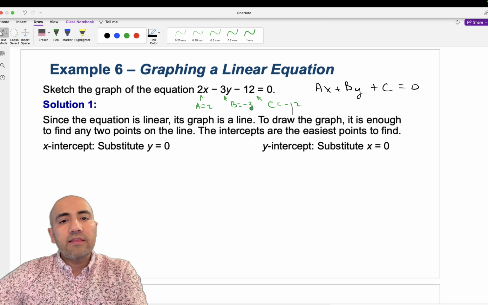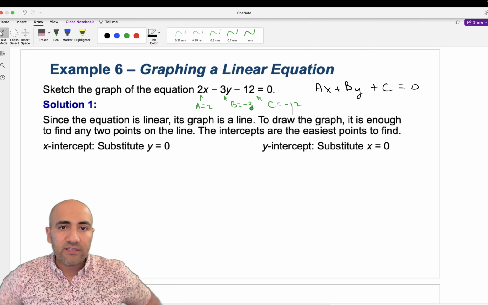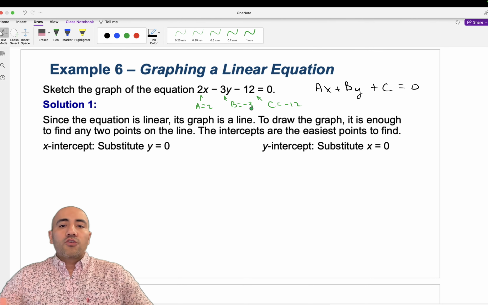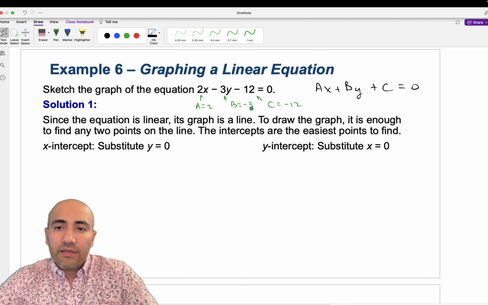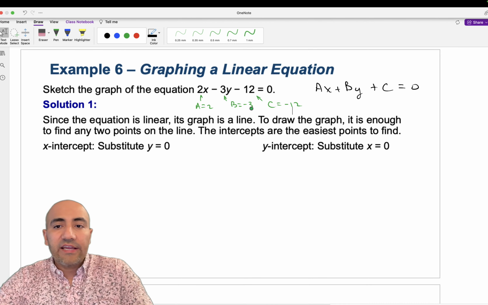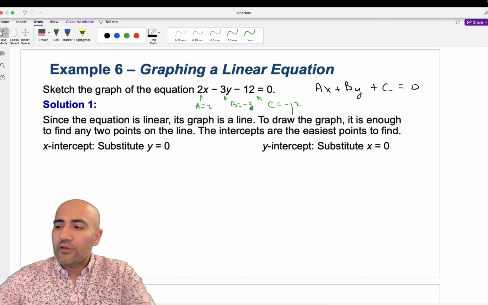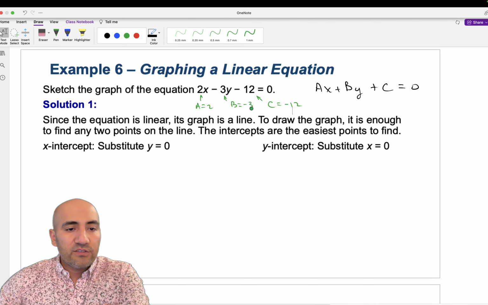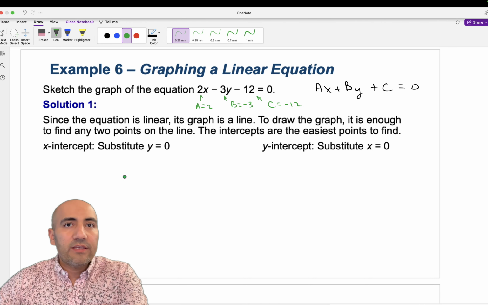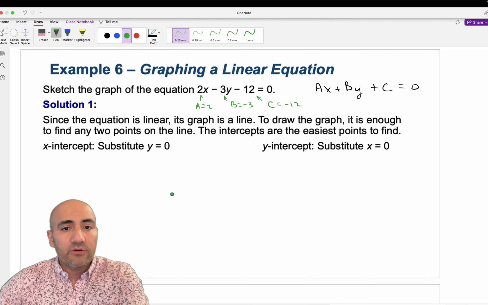Once we know it's a line, then to graph it we just need 2 points, any 2 points. When you have an equation in this form, one of the easiest ways to sketch the graph is to find the x and the y intercept points. To find the x-intercept point, we substitute y with 0. The x-intercept is where the line crosses the x-axis, which means the y value will be 0.